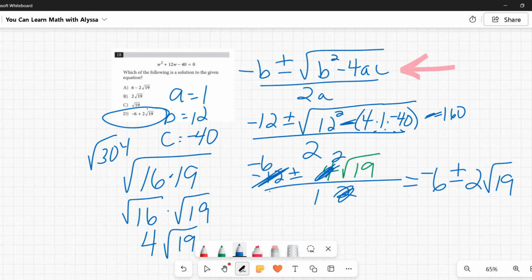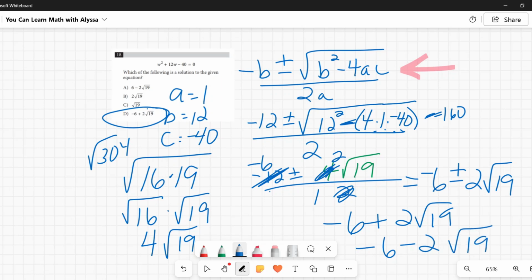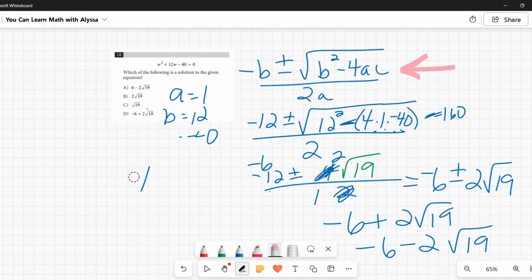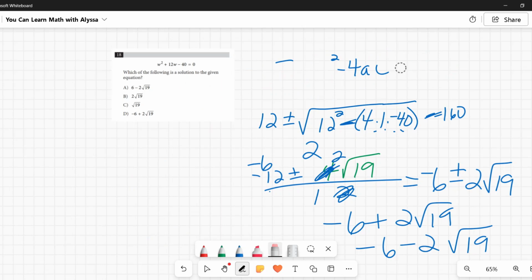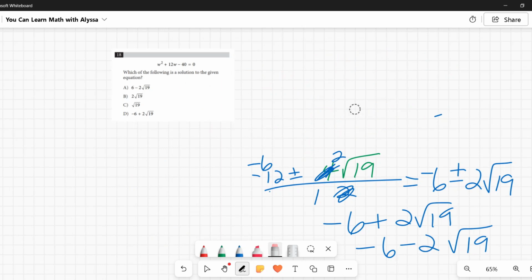And that is D. Because it said, which of the following is a solution? And that plus or minus means it could be negative 6 plus 2 square root of 19 or negative 6 minus 2 square root of 19. And that's D. None of the others apply. The way that they wanted you to do it was completing the square, which is just as valid. But again, I just don't think most students remember it.